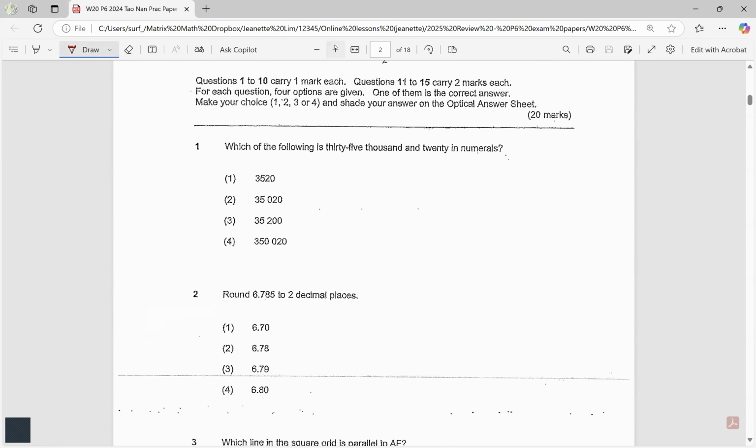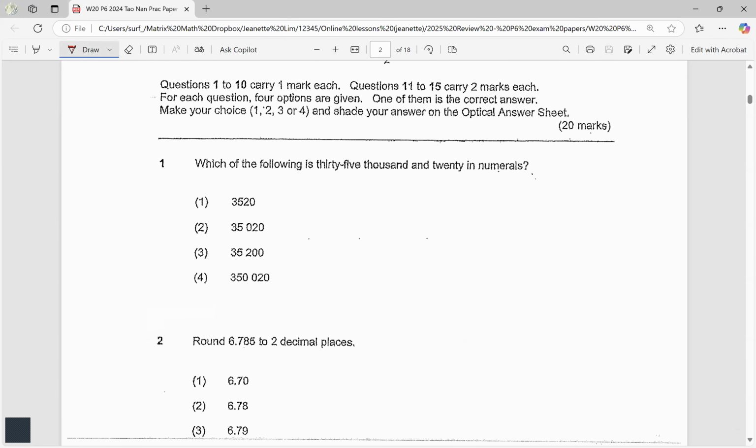Which of the following is 35,020 in numerals? Okay, so 35,000 definitely will be this, not the other two. Okay, so 35,020. 20 is this one, so option 2.